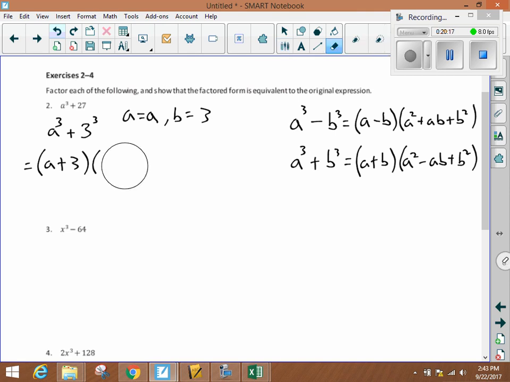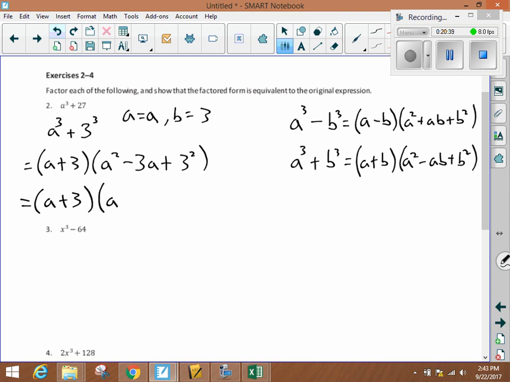Oh, I made a mistake. So that would be a squared minus 3 times a plus 3 squared. I will simplify these things: a plus 3 times a squared minus 3a plus 9. And I believe that I have factored it in its entirety.